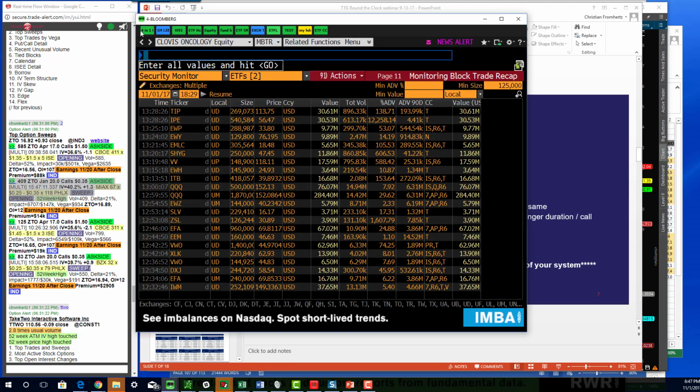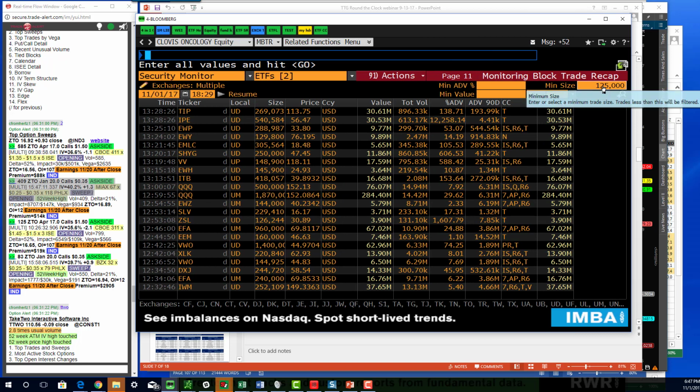So I went through some transactions. This is my screen on Bloomberg where I can look at prints on one of my watch lists that I have. This is a watch list that has all ETFs. So I could see any block prints above 125,000 shares. I could put in whatever I want, but that kind of helps me look for some trades.